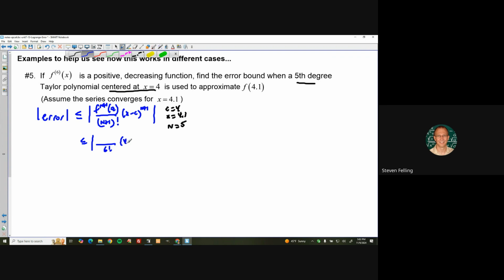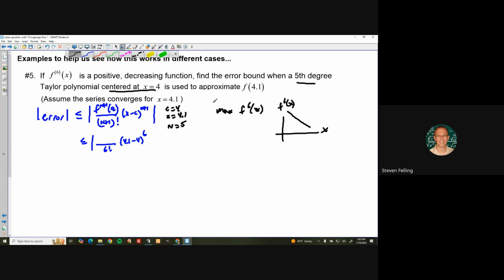This is 4.1 minus 4 to the 6th power. And for this, we need the max for the 6th derivative at z, which means that they told me that if we were to plot the 6th derivative, it's a positive but decreasing function. So the values are positive, but they're decreasing.